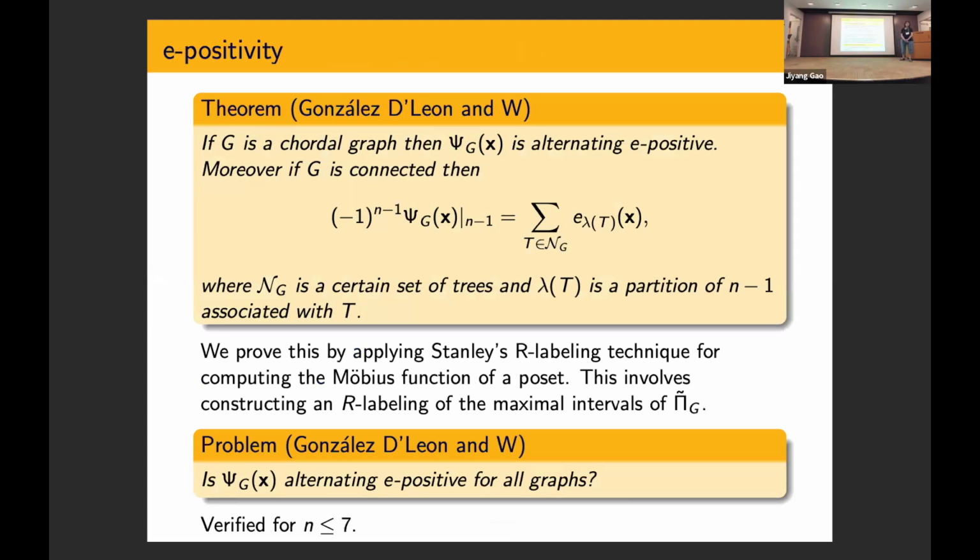And we proved that if G is a chordal graph, then it's alternating E positive. And we gave this decomposition of the elementary functions with the top degree. This reduces to Richard's result when G is a chordal graph. A certain set of trees takes the place of the non-clustering functions. And we use Richard's R labeling technique to compute the Mobius function, and that's what gives us this result.